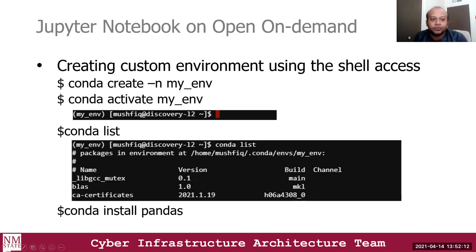For that you write conda activate my_env. If you do that, you can see my_env in front of your machine name. It shows that we are now inside the custom environment, which is my_env. If you type conda list, you can see the packages installed in your environment, with the name, version, and build channel for those packages. For example, I want to install pandas in my custom environment. So I have to write conda install pandas. This will install the pandas library in my_env, which is your custom environment.